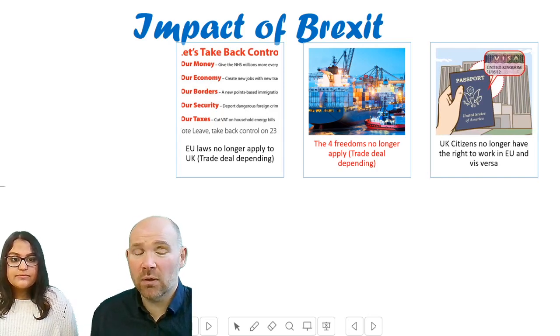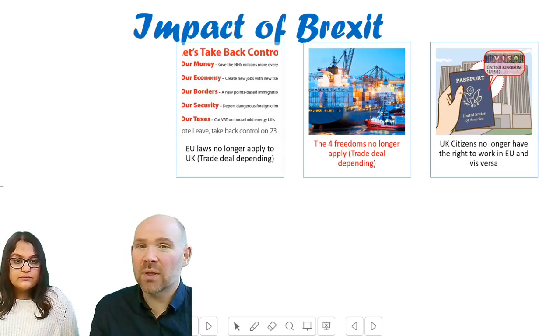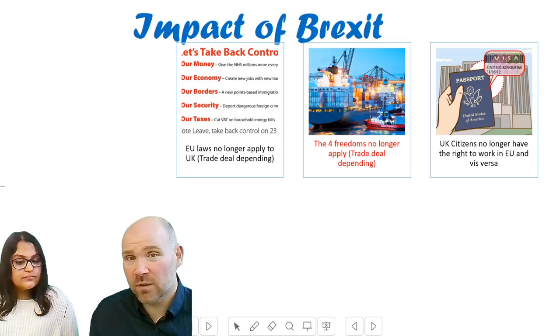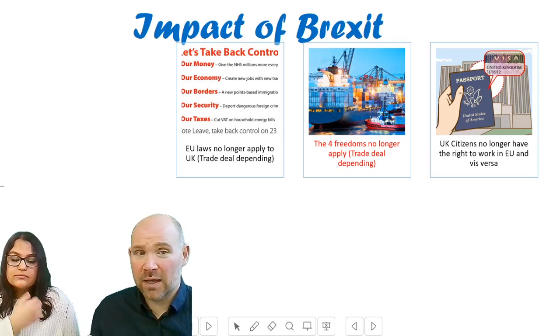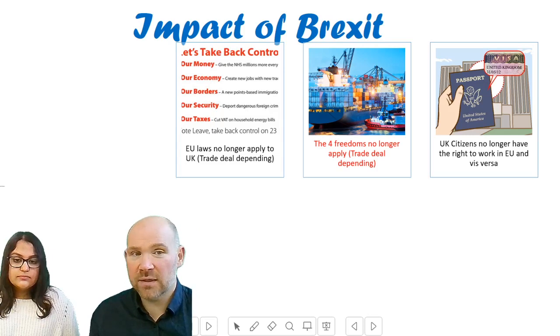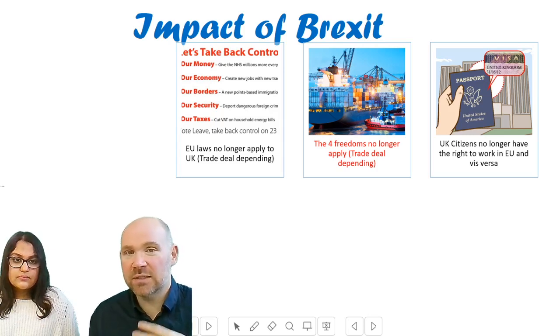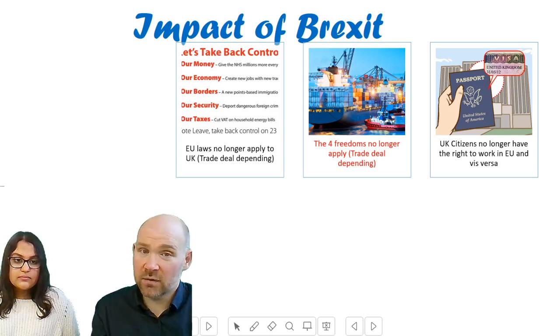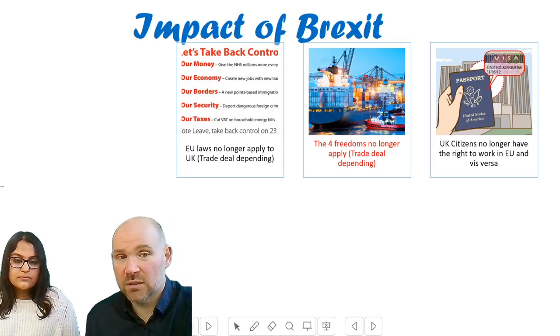UK citizens will no longer have the right to work in the EU and vice versa. Now, you can still go, but you'll have to get a visa. You might have to leave after a certain period of time. You might not get the same rights when you go there, things like that. But it will certainly change the ability of UK citizens to go there and for EU citizens to come here.